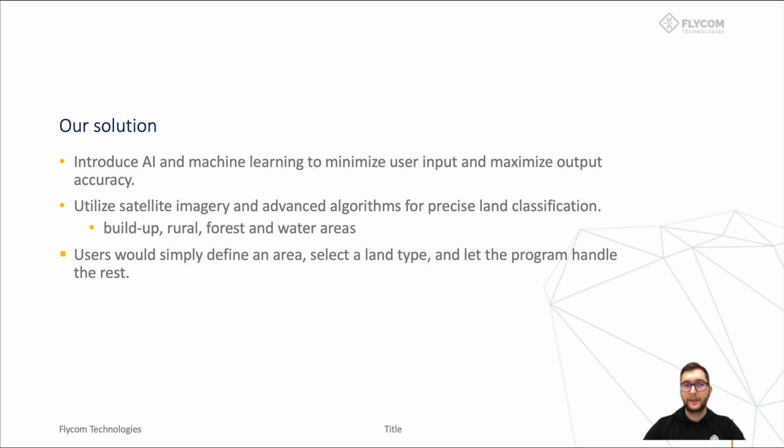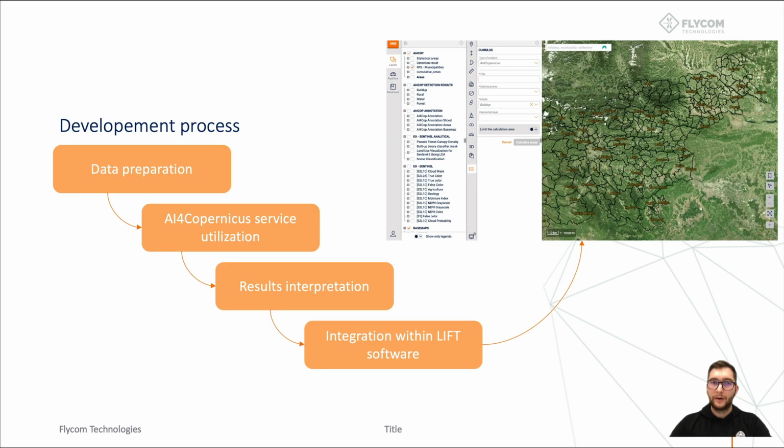So our basic idea, or our solution, was to develop a software extension that minimizes users' input and maximizes output accuracy, and to utilize satellite imagery and advanced algorithms for precise land classification, which we developed for built-up detection, rural, forest, and water areas. The user would simply define the area, select land type detection, one of those four, and let the program handle the rest. So the development process was in 4 phases.